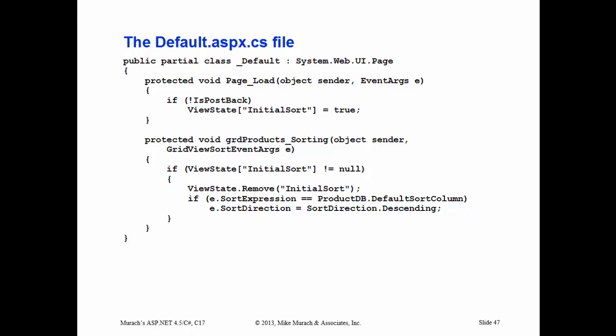So here's an example where, on the first page load, we're saying, hey, has it been sorted? Let's go store that. This is the first page load, so let's store a variable in view state that says this is the initial sort. And then if we're not the initial sort, we'll go and pull that variable out of view state and reset it, if you will.